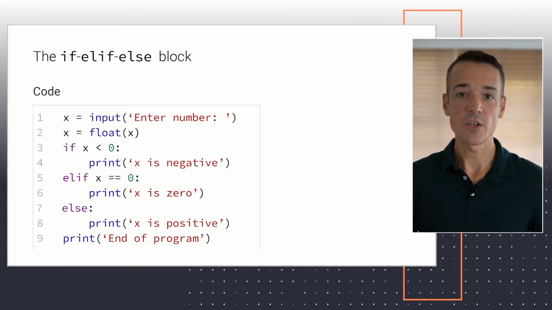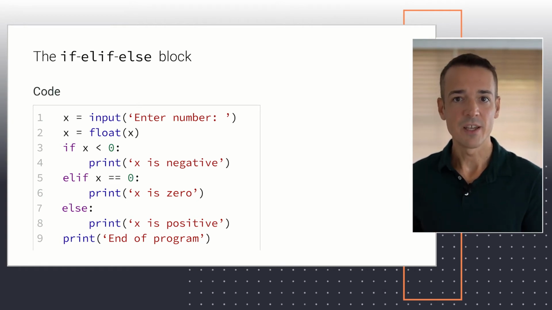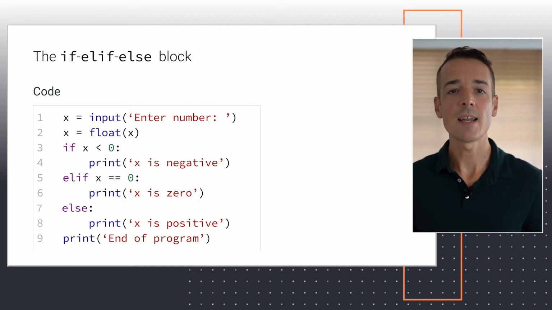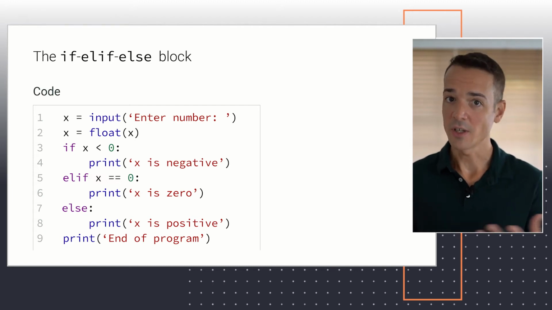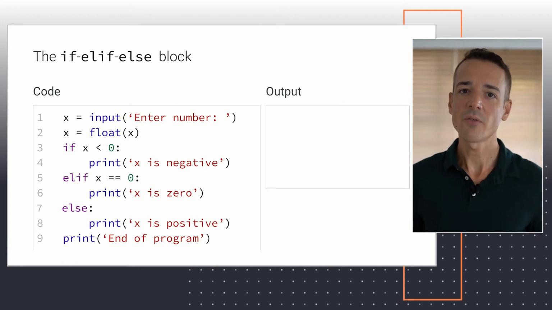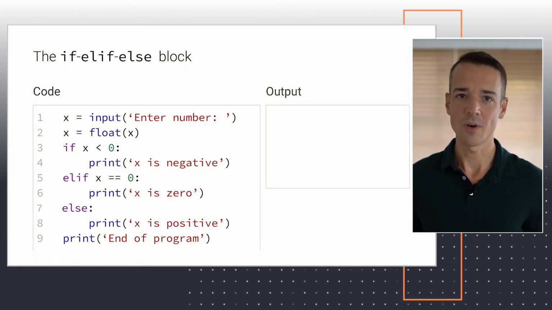This program reads the user's input and converts it into a float. If the input is less than 0, it prints that it's negative. If it's exactly 0, it outputs the corresponding message instead. In any other case, it prints that x is positive. In all cases, the program ends with the end of program message. Here are the three possible execution flows for this program.